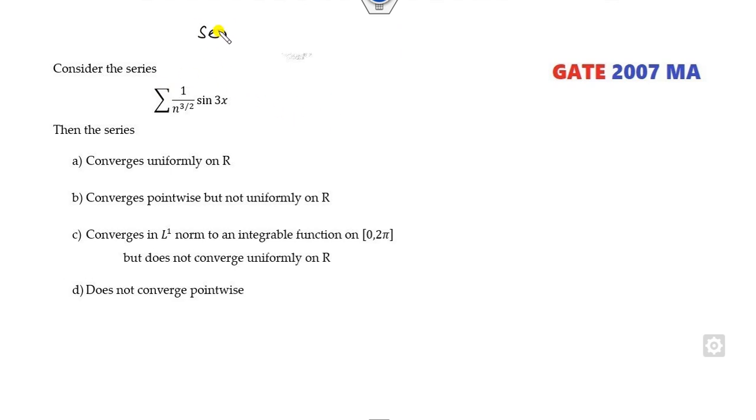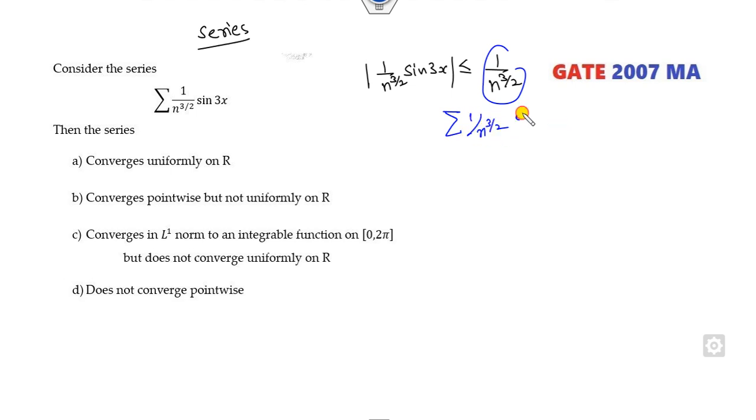Again, you are talking about the series. So you start with the absolute value of this. This is nothing but it will always be less than this here. Now you all know the series, this is convergent by the p test. So what is the meaning of that? This is uniformly convergent for all x. So it is a correct option.